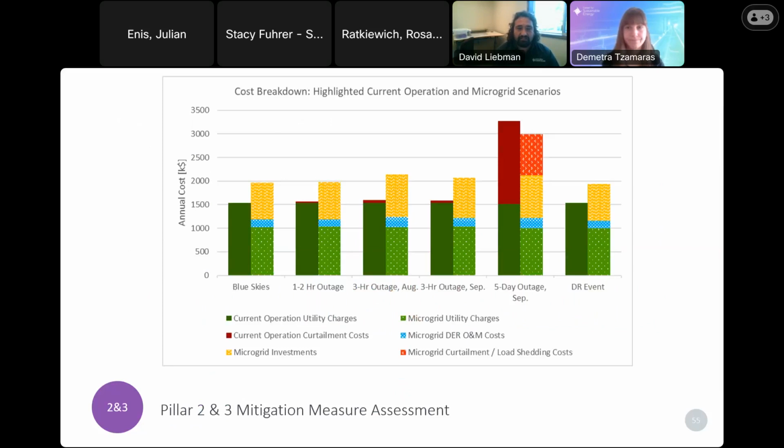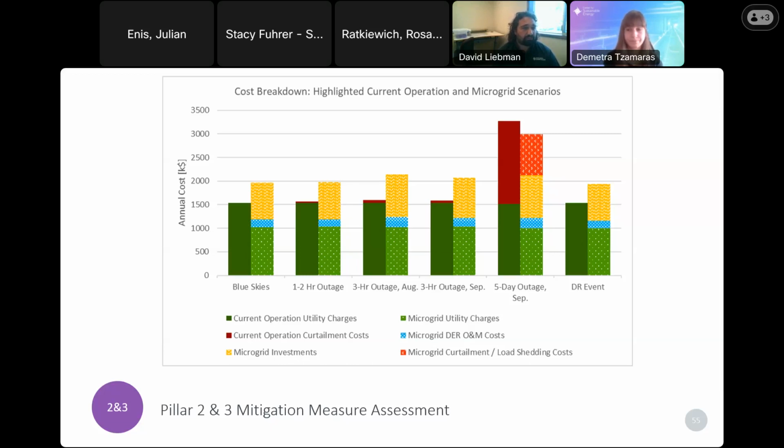Here we can see really the cost breakdown of different outages and what our operational utility charges are, and then what the different microgrid scenarios are. In our first iteration of our business case, where we're just looking at operational charges, not looking at a created value of resiliency, we can see that the microgrid investment is actually more than our operational utility charges.